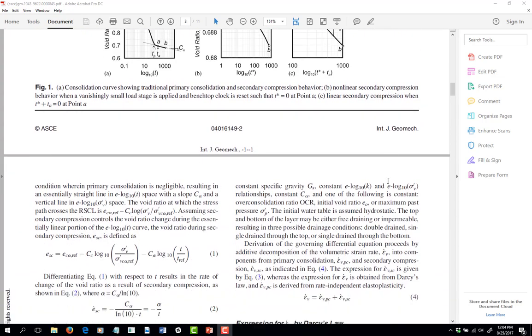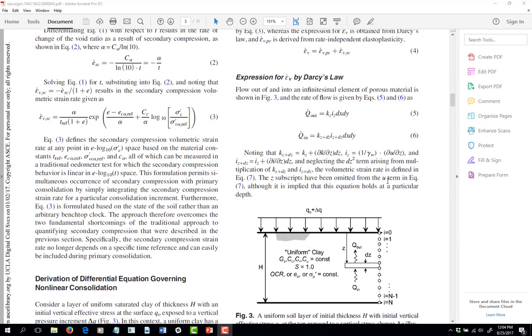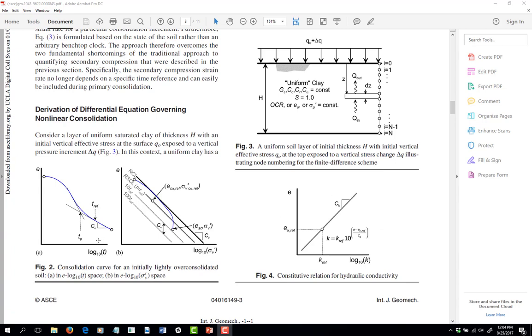Okay, so the formulation that I've adopted here is a little bit of a different idea. Instead of formulating the secondary compression strain rate based on how long it's been since TP happened, which is the traditional approach, we're going to formulate the secondary compression strain rate based on how far we are below a normal consolidation line, or alternatively a reference secondary compression line. The difference between these two will become apparent later on. But let's just say that we're measuring distance down from the normal consolidation line.